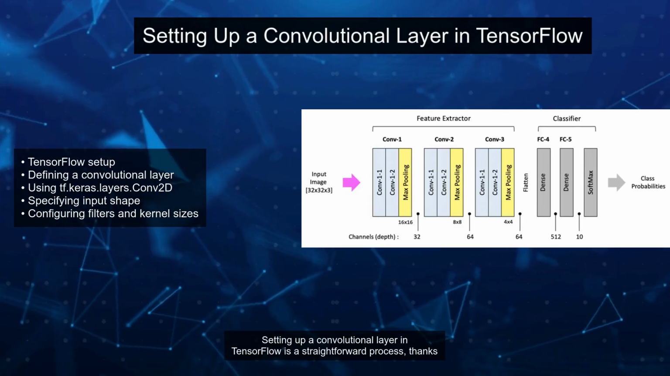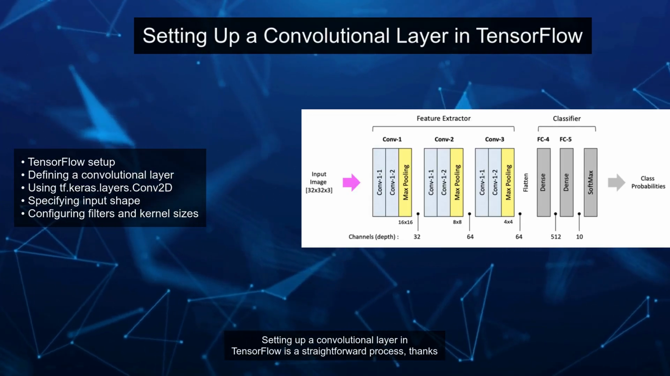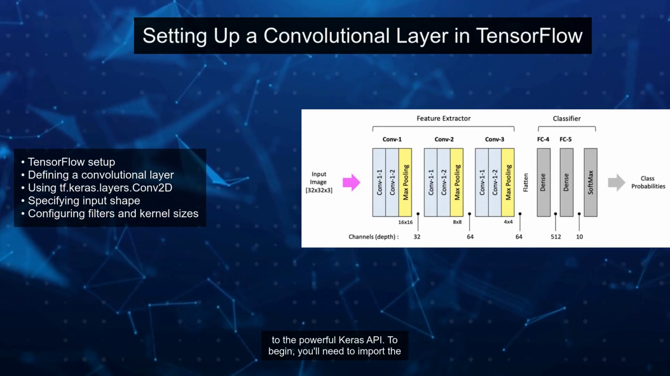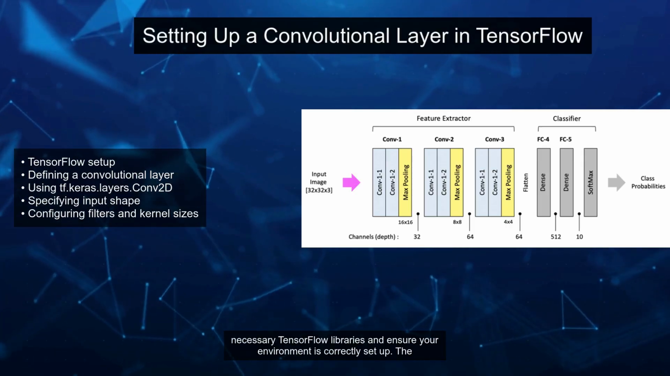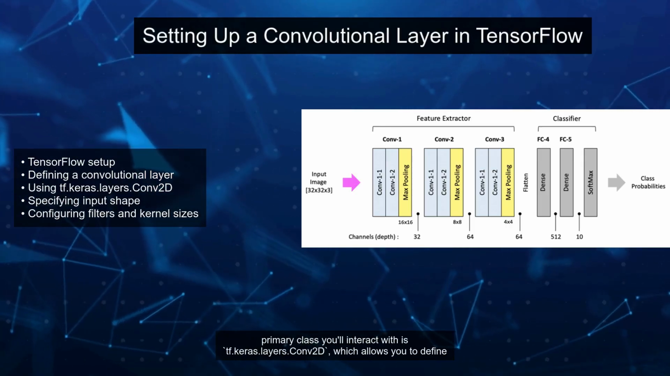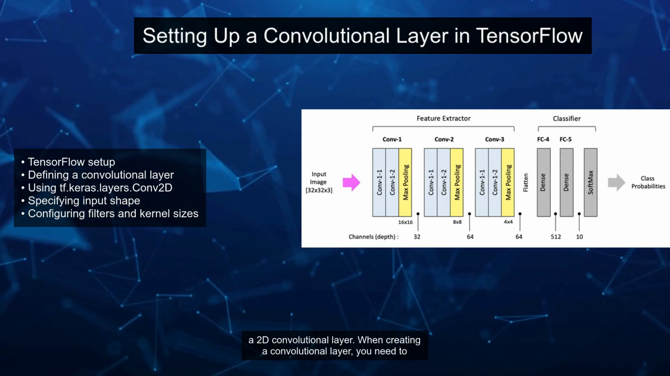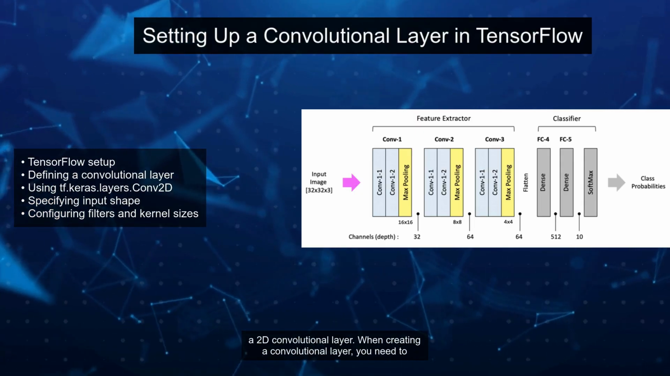Setting up a convolutional layer in TensorFlow is a straightforward process, thanks to the powerful Keras API. To begin, you'll need to import the necessary TensorFlow libraries and ensure your environment is correctly set up. The primary class you'll interact with is tf.keras.layers.Conv2D, which allows you to define a 2D convolutional layer.